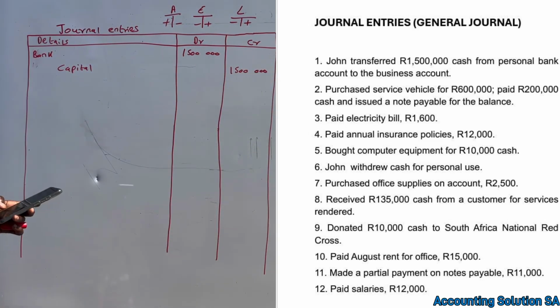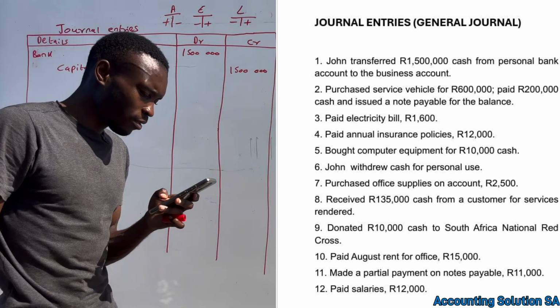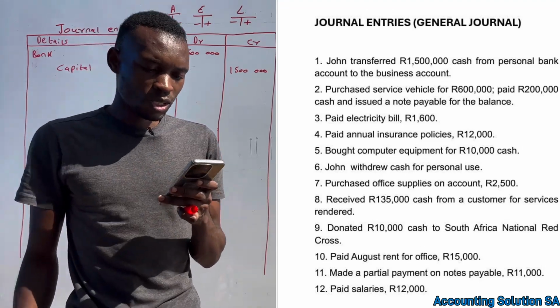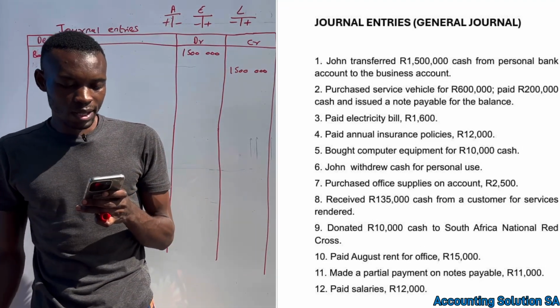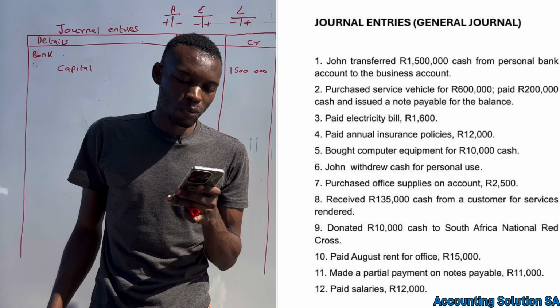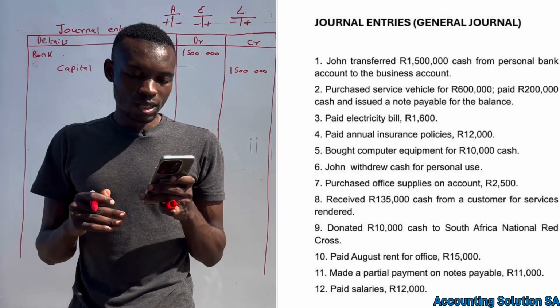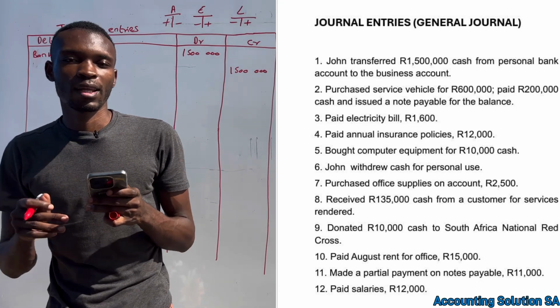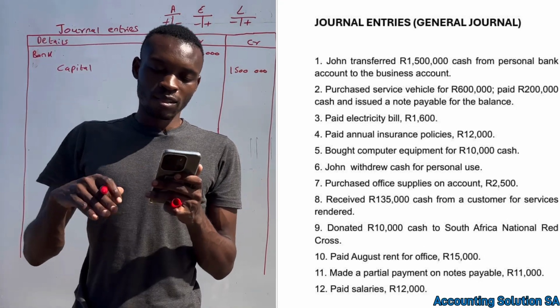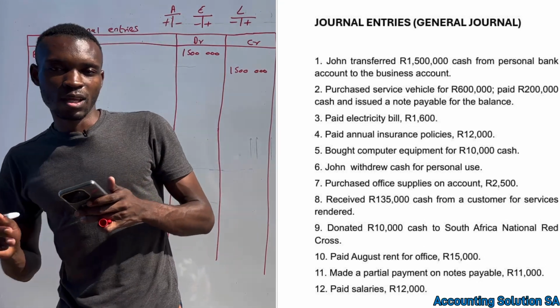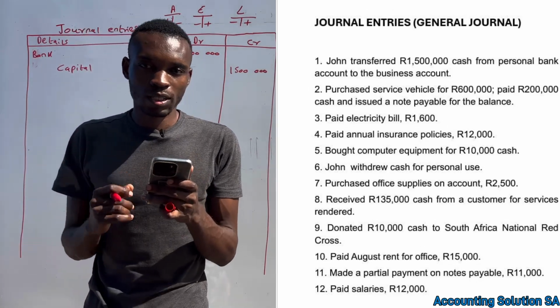Very simple. Okay, number 2. They said purchased service vehicle for 600,000, paid cash and issued a note payable for the balance. In other words, for this amount of 600,000 that they purchased the vehicle for, they didn't pay all of it in cash. Some they paid in cash, but some is on credit.